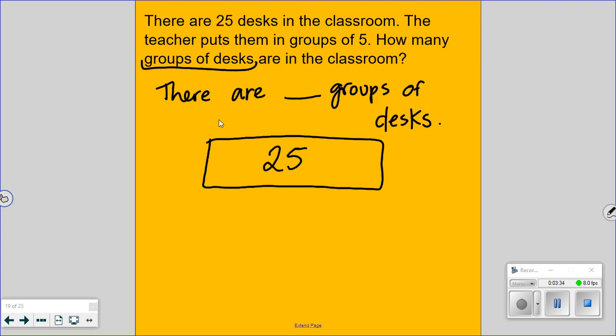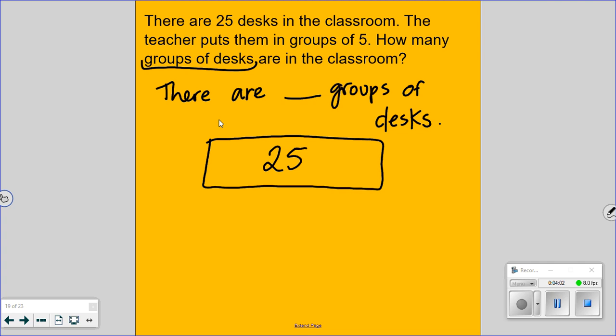The teacher puts them in groups of 5. Is she getting more desks? No. Is she getting less desks? No. I'm not getting more desks. I'm not getting less desks. The number of desks is staying the same. They're just going to look a little different. Does that make sense? Yes.